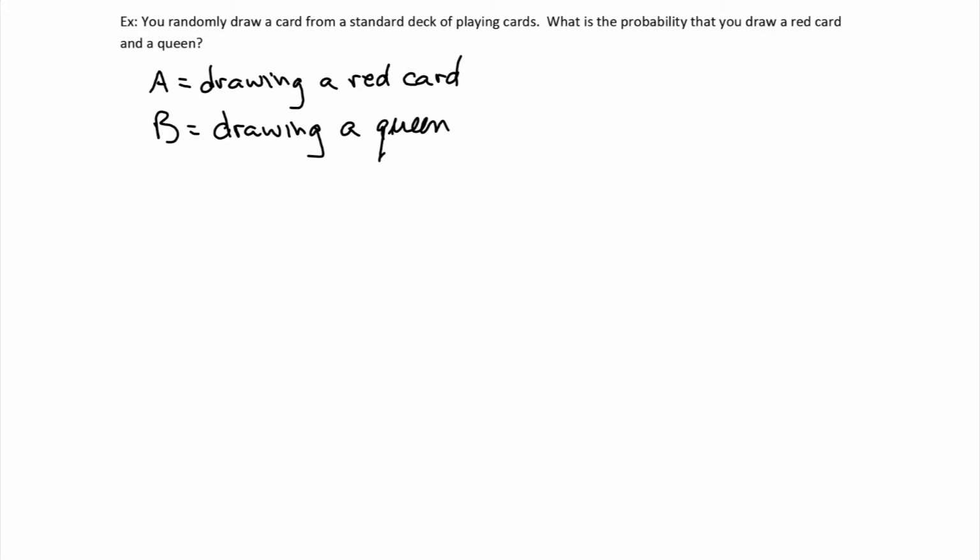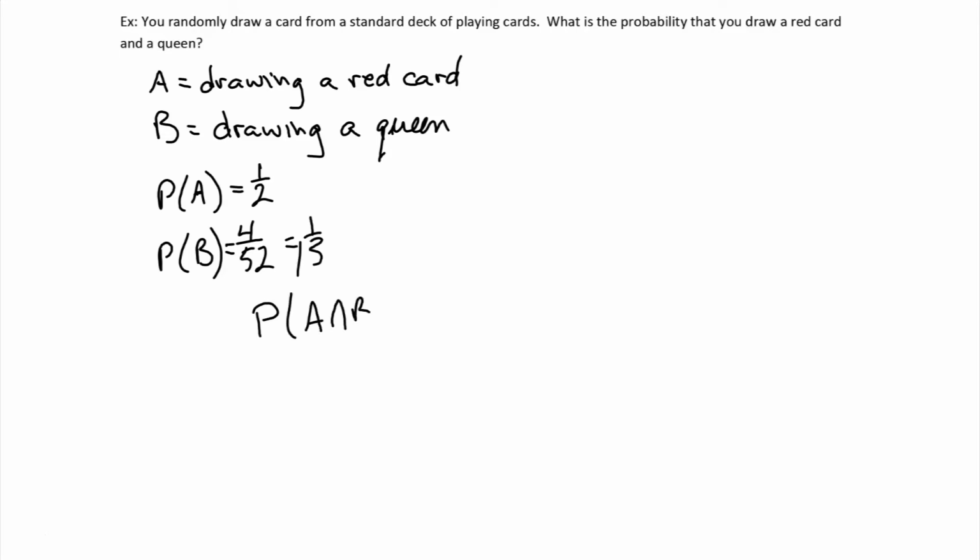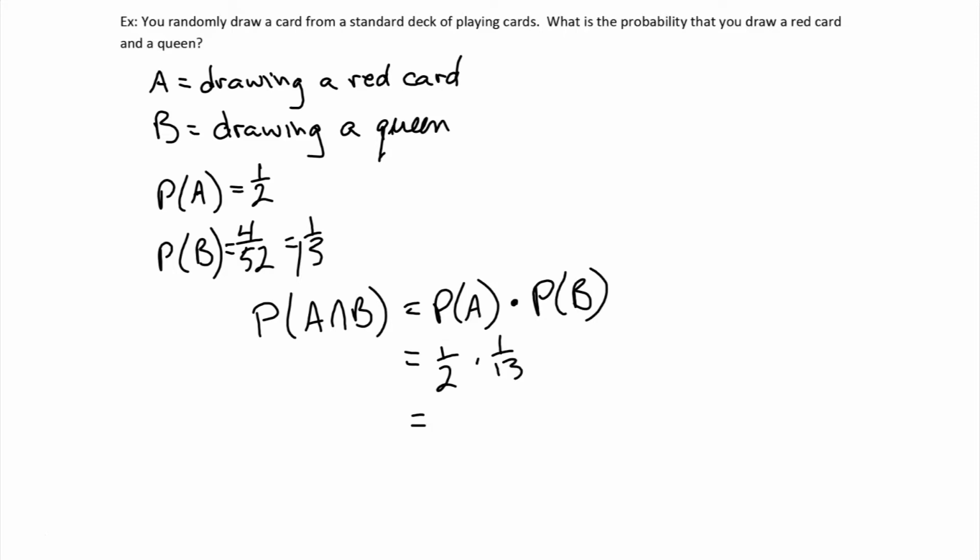Because half the cards in the deck are red, we know that the probability of A is equal to 1 over 2. There are 4 queens in a deck, so the probability of B is 4 out of 52, which is equal to 1 out of 13. Using the knowledge that the probability of A intersection B is equal to the probability of A times the probability of B, we can come up with 1/2 times 1/13, which is equal to 1 over 26. So the probability of drawing a red queen is 1 in 26.